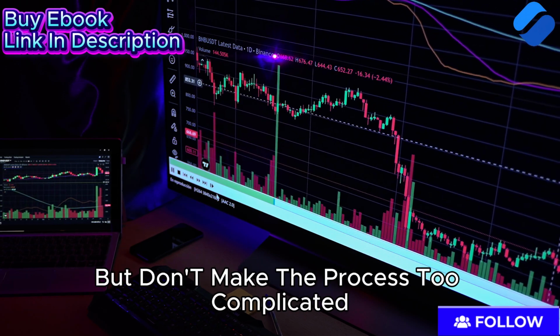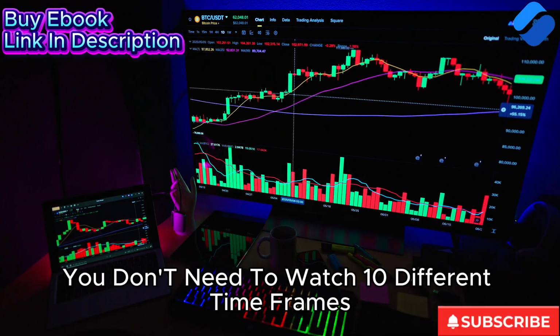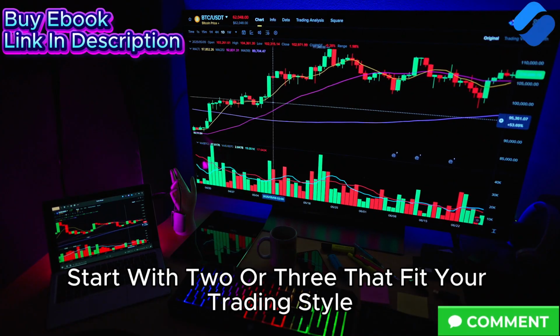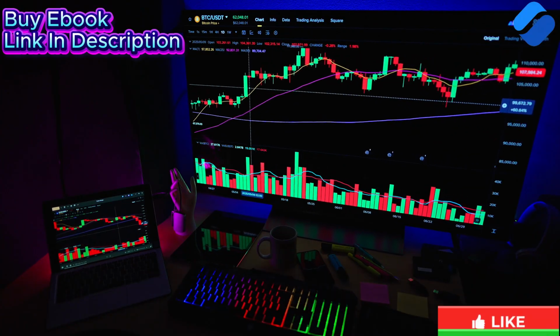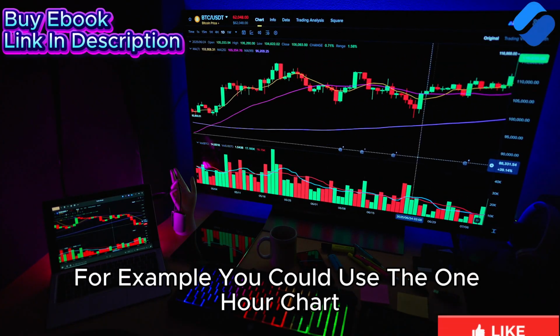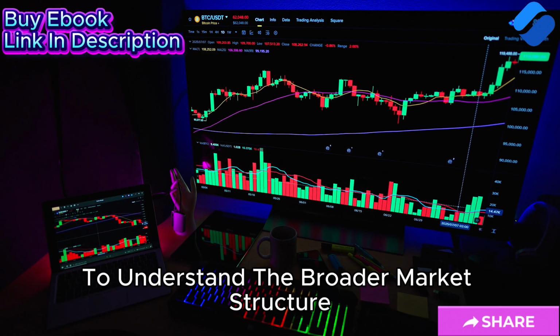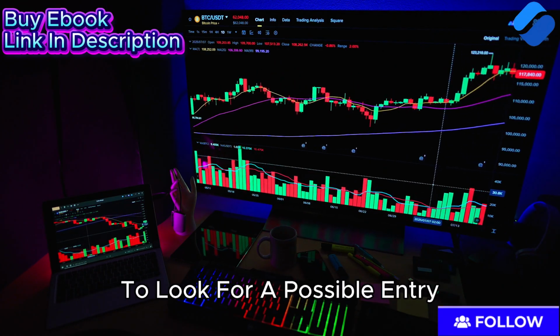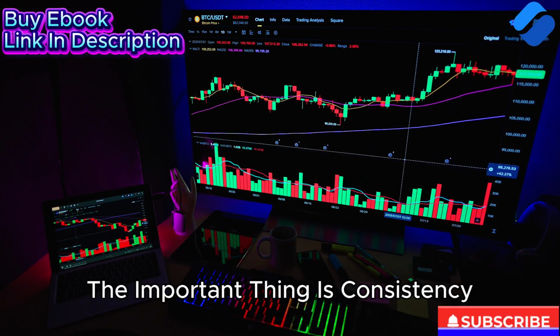But don't make the process too complicated. You don't need to watch 10 different time frames. Start with 2 or 3 that fit your trading style. For example, you could use the 1-hour chart to understand the broader market structure, and then use the 5-minute chart to look for a possible entry. The important thing is consistency.